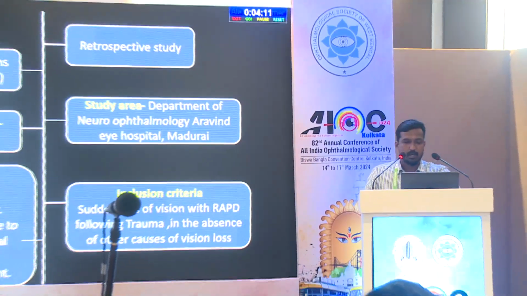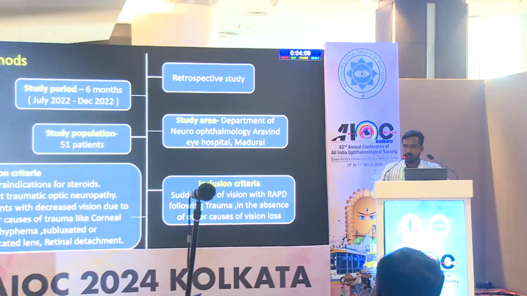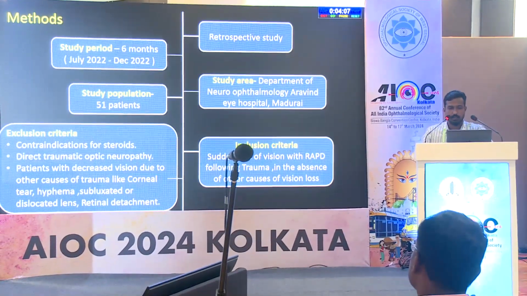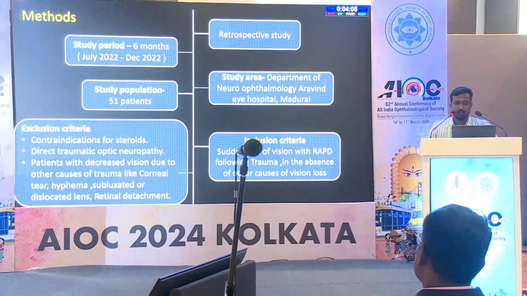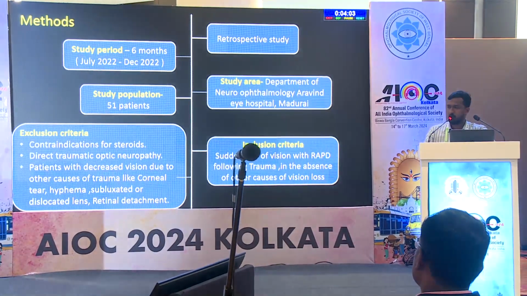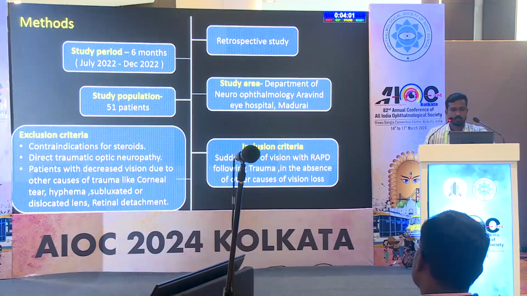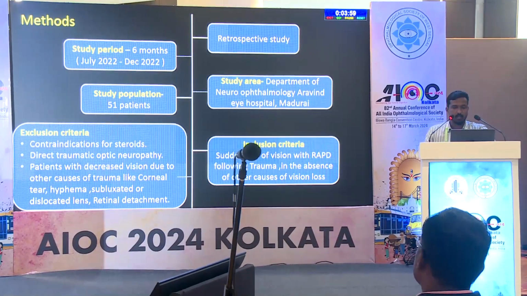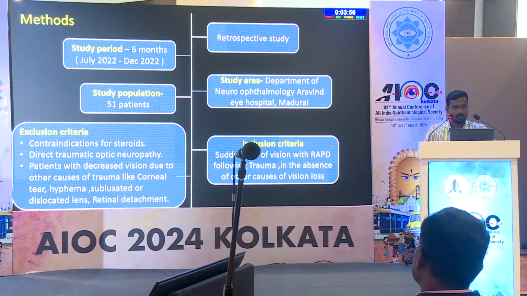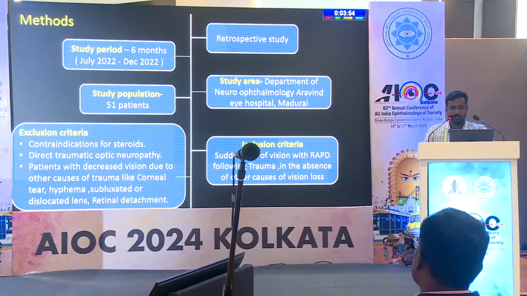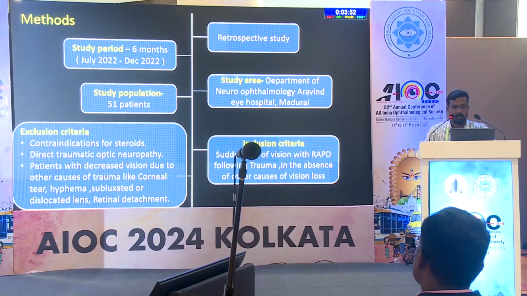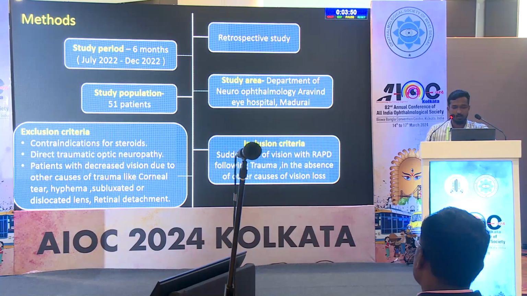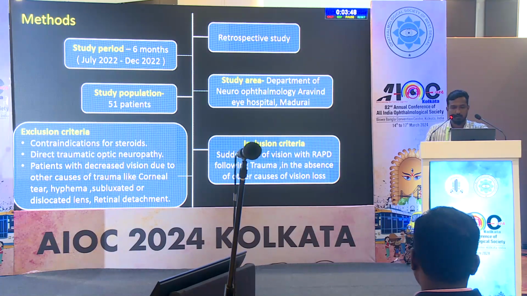It is a retrospective study conducted for a period of 6 months at the Department of Neuro-Ophthalmology, Aravind Eye Care System, Madurai. 51 patients were included in this study based on sudden loss of vision with RAPD following trauma in the absence of other causes of vision loss. Those who had contraindications for steroids, those who had a direct injury to the nerve, and those with decreased vision due to other causes of trauma like corneal tear, hyphema, subluxated or dislocated lens and retinal detachment were excluded from this study.